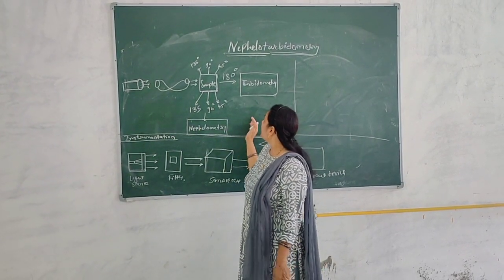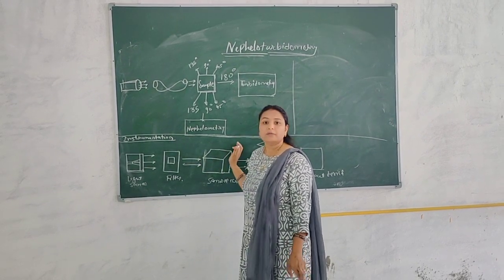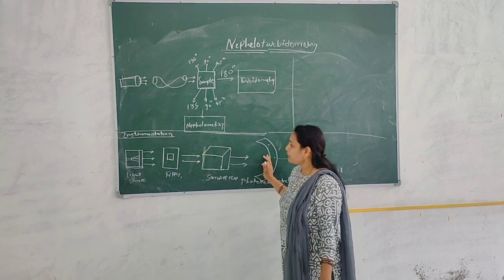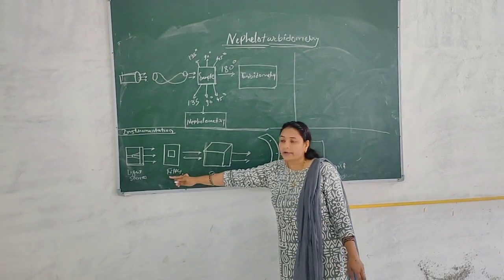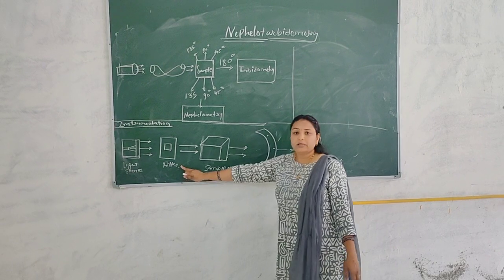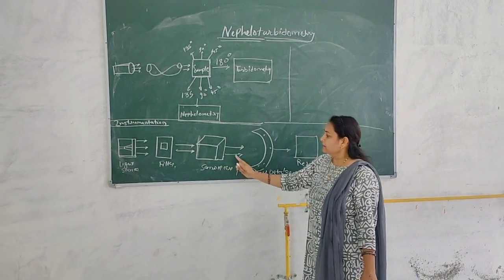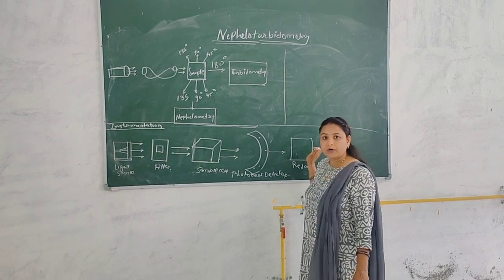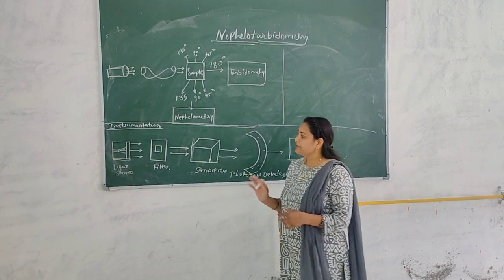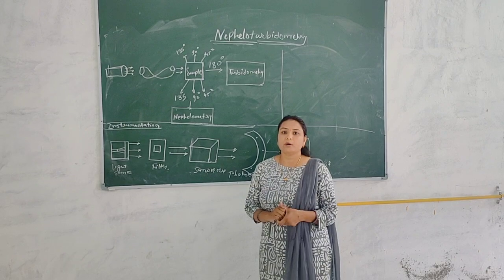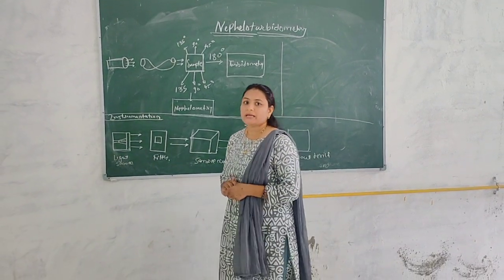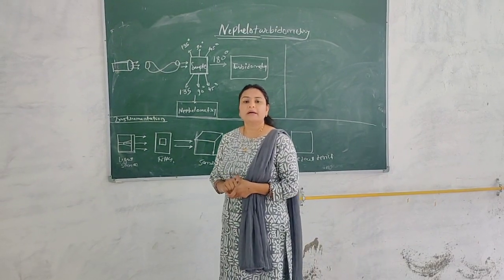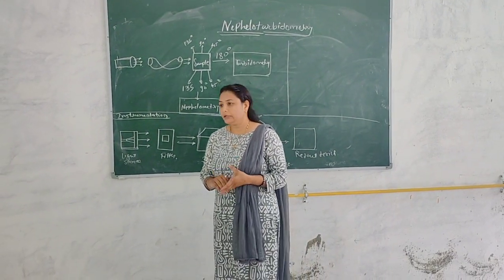Now we will see the instrumentation part of nephelometry and turbidimetry. These are the components: radiation source, filter, monochromator, sample holder, detector, and a readout device. Radiation sources are generally a tungsten filament or mercury arc lamp. Different monochromators can be used, like a prism or grating.